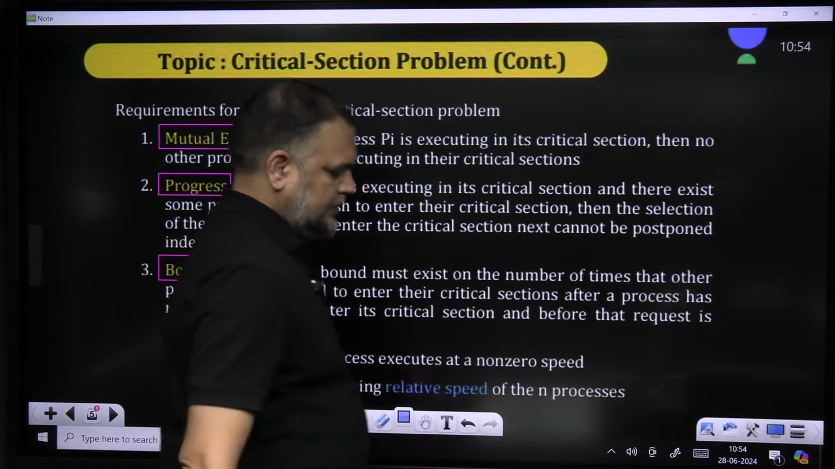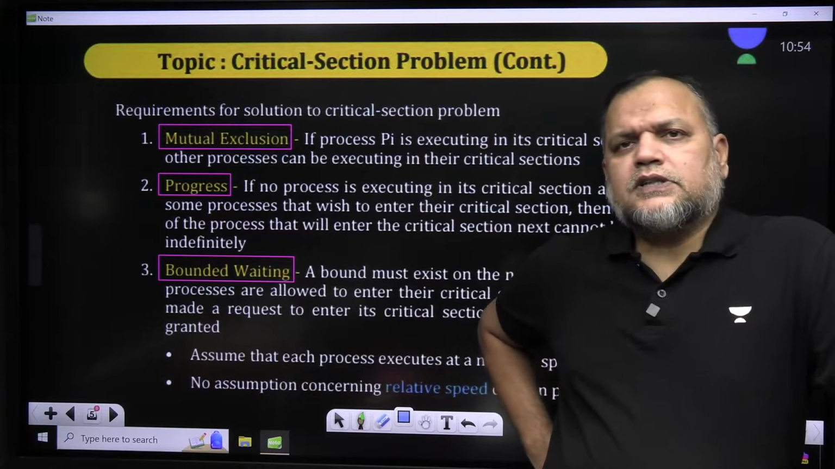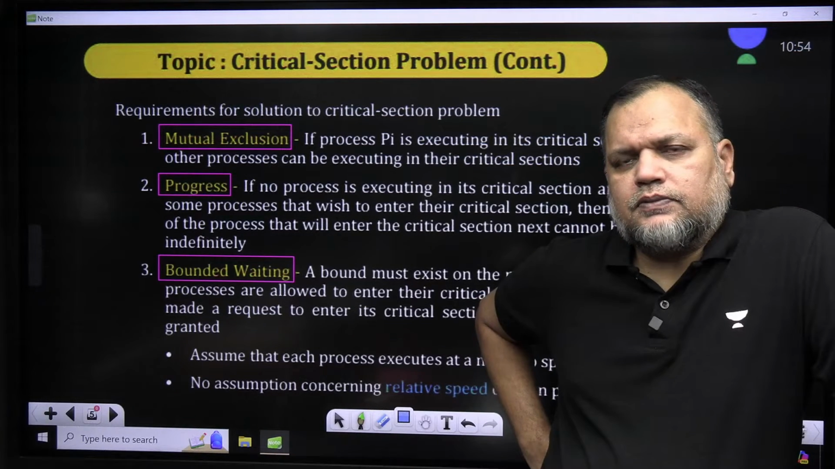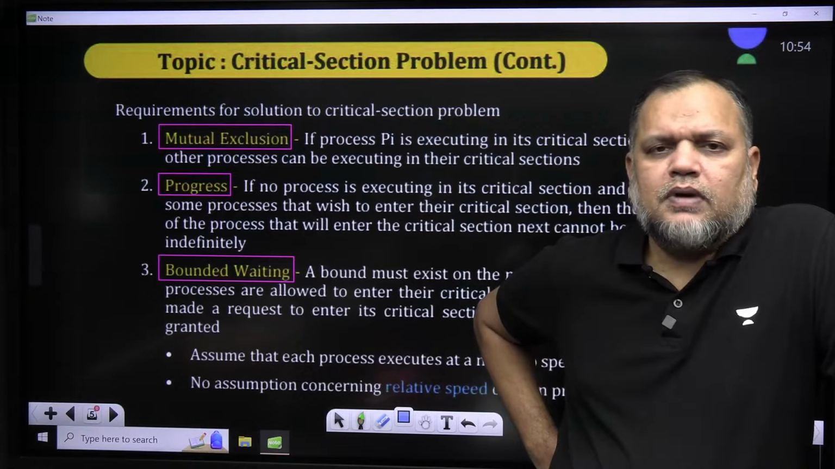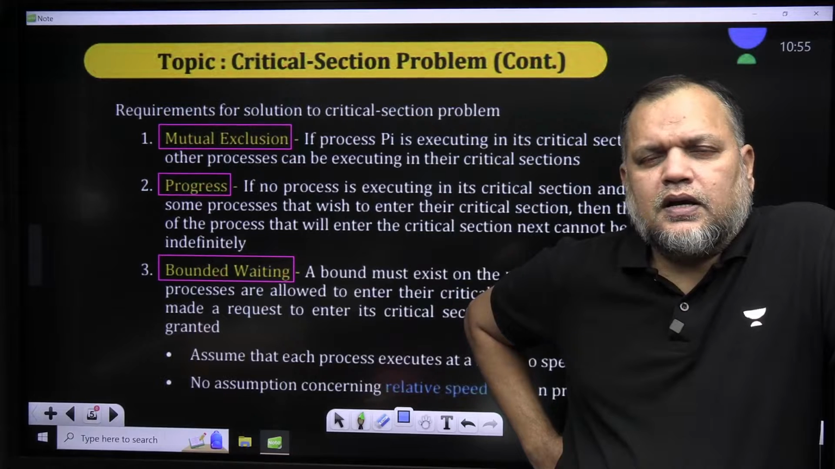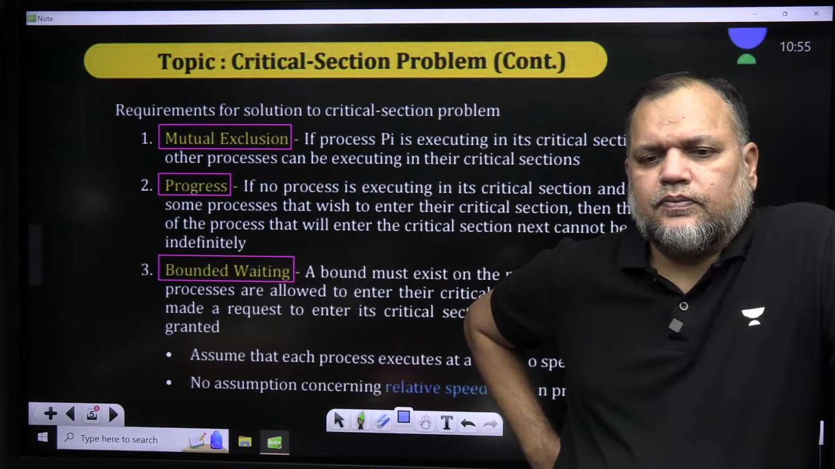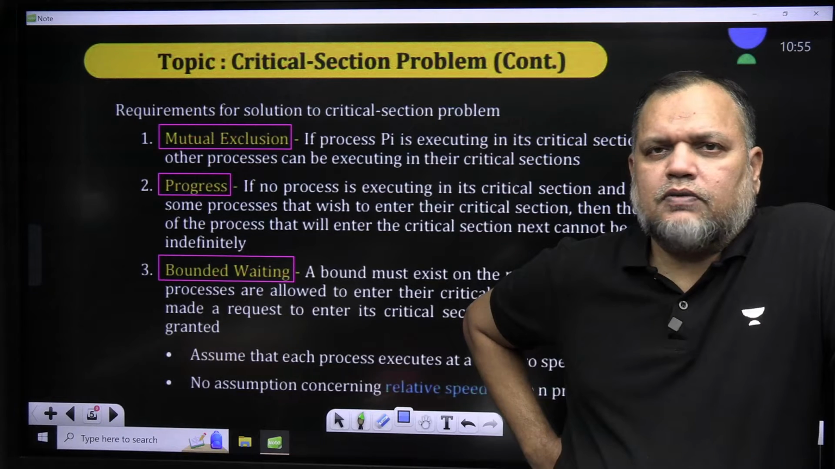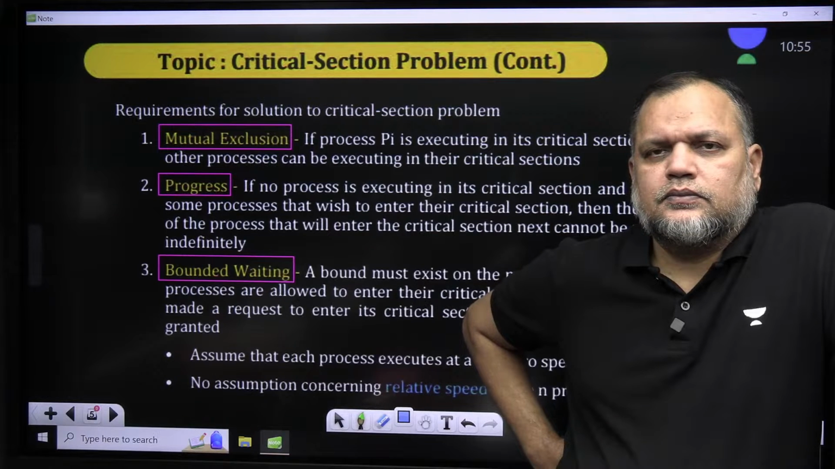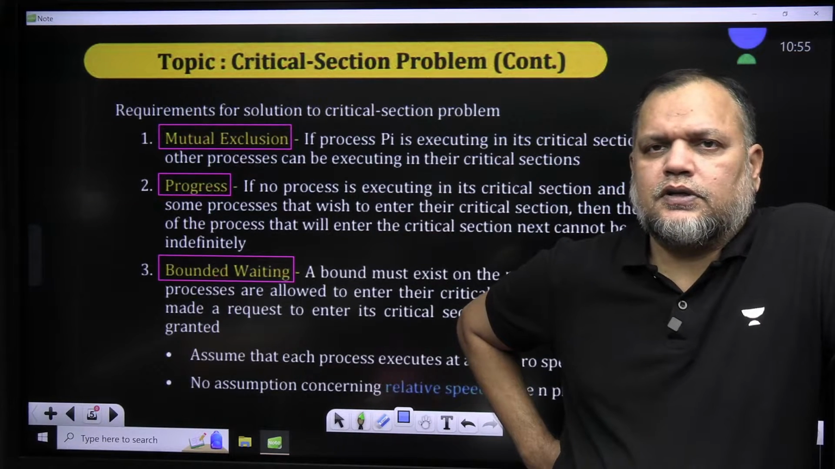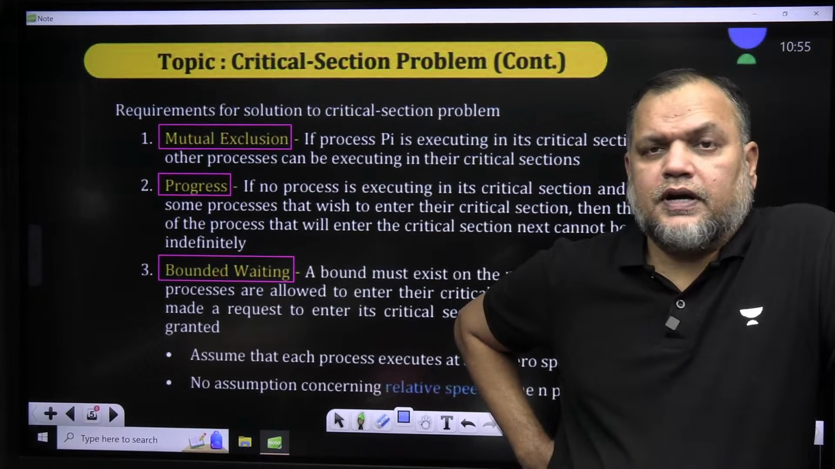What is bounded waiting? In one way I can define, no process has to wait forever to access its critical section. मतलब अगर एक process ने interest जाहिर किया है, has shown the interest to enter critical section, then it should not wait indefinitely or infinitely to enter critical section. It should enter the critical section in finite amount of time.